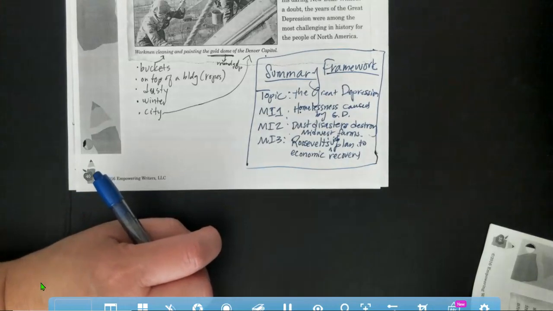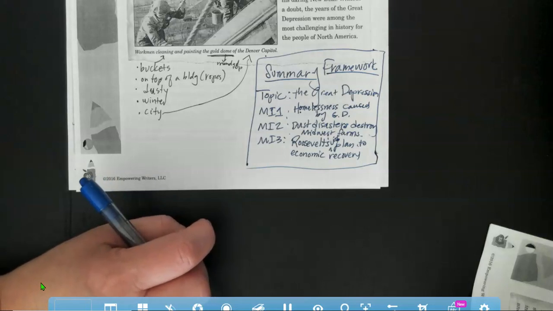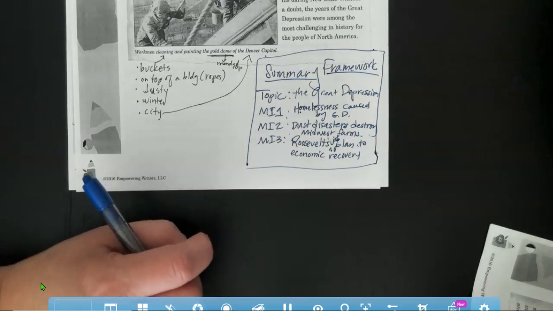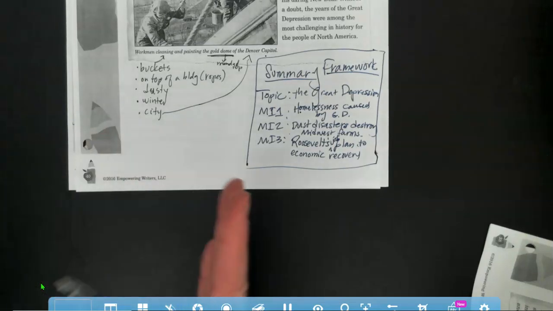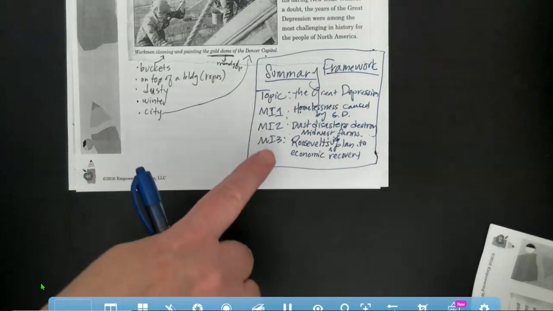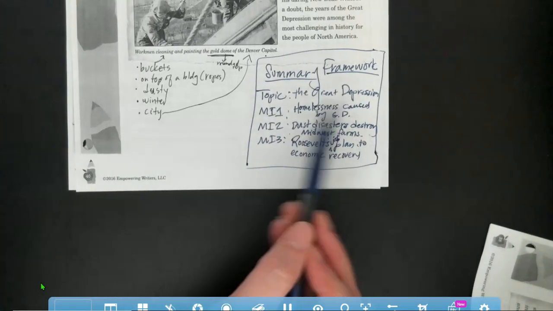So like 5 words or less, that's a goal. It's not a hard and fast rule. If you gotta go 6, that's okay. If you gotta go 7, that's okay. But remember, we're not trying to be specific in our main ideas. We're not gonna include the Civilian Conservation Corps in our main idea. That's a supporting detail.